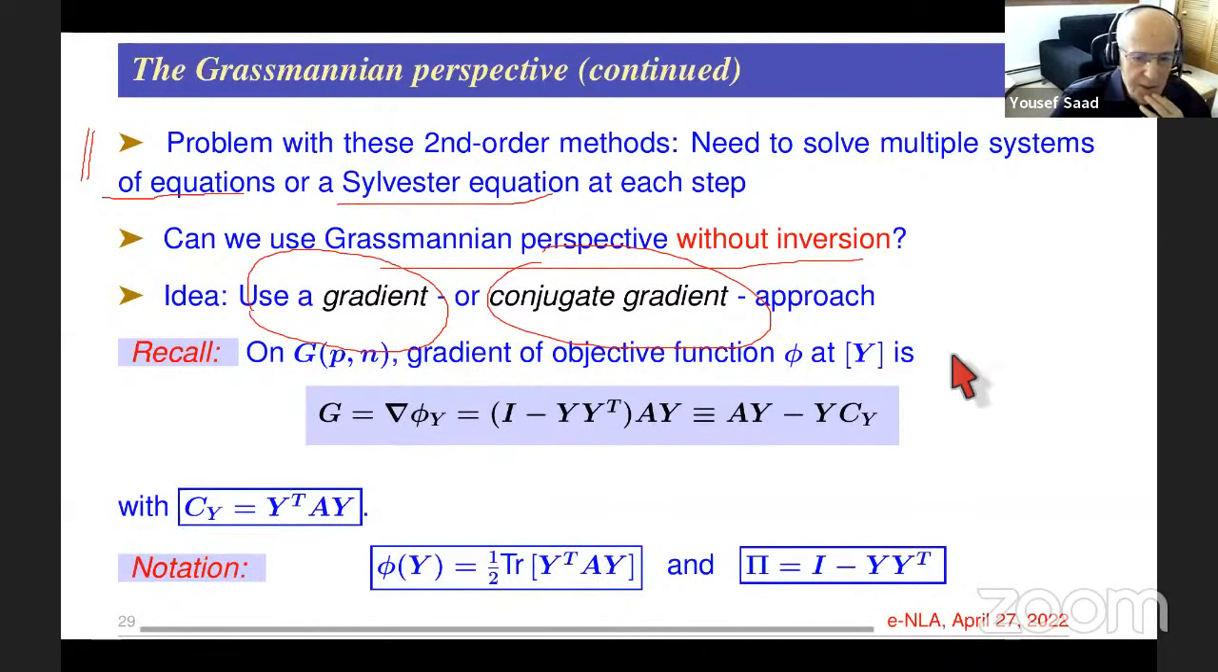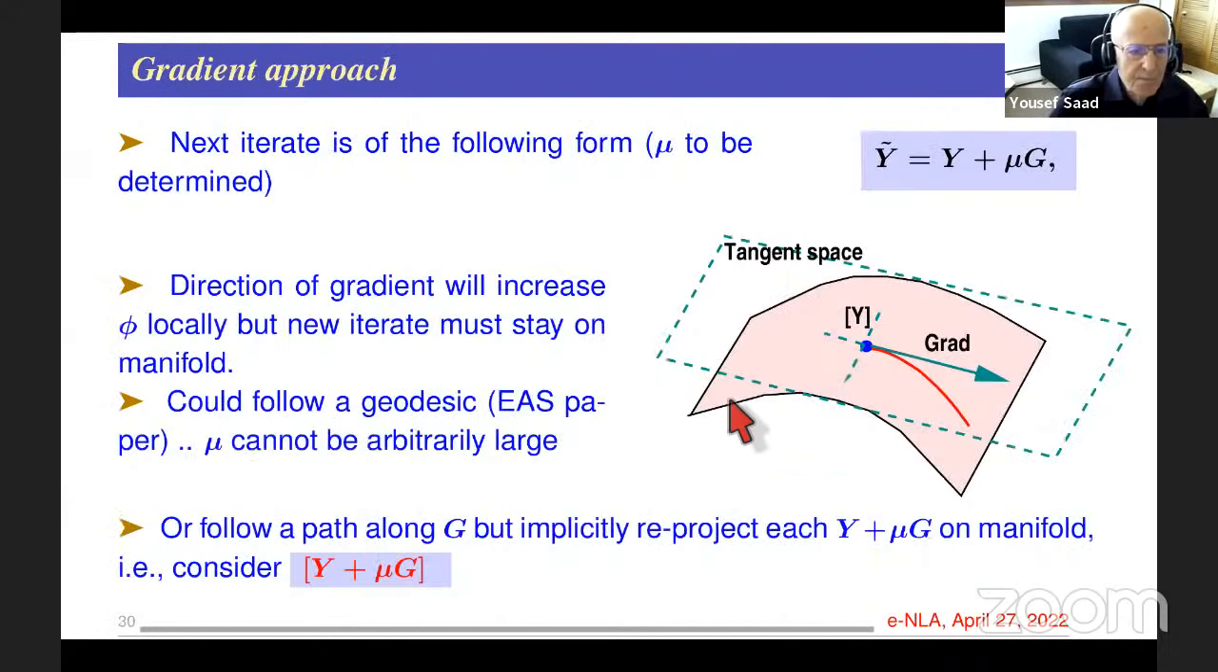So this is just a reminder about the notation. This is the gradient of that function, what I called phi earlier. This is phi here. Okay, the gradient is this. CY is this projected matrix. Okay, and I'm calling Pi this projector.